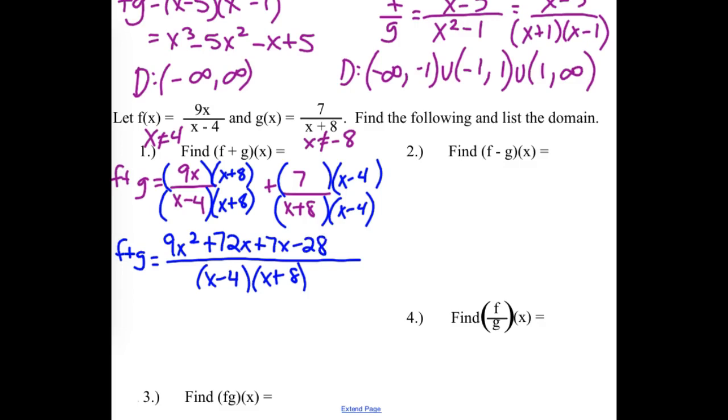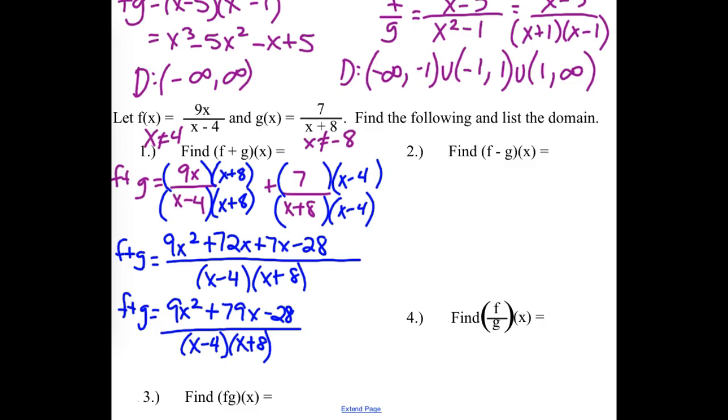Okay, just distributing. Combining like terms, we could put those x's in the middle together. So 9x squared plus 79x minus 28. I am going to let you leave the denominator in factored form because it helps us make that domain restriction more obvious. Okay. If you were checking an answer and the back of the book had FOILed it out, just know that you can, that's equivalent.